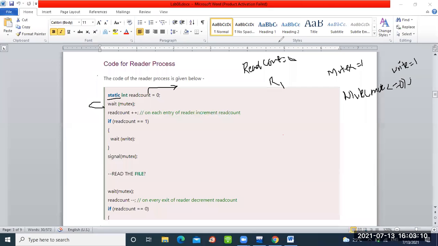Is this condition true or false? What is the mutex value? Mutex value is 1, and this condition is false. If this condition is false, what will happen? Should we stay here or move forward? Yes, should be the R1. Will we stay here or move forward?